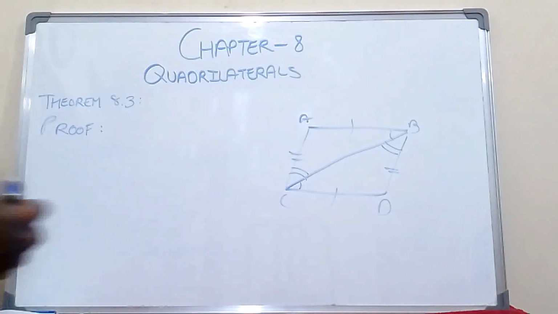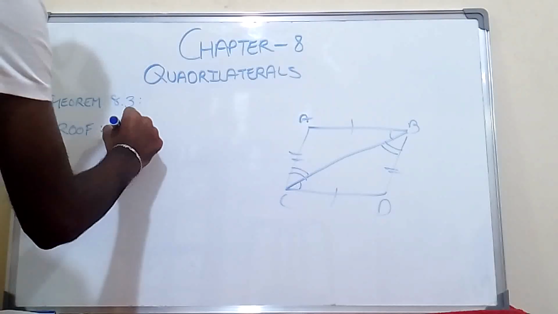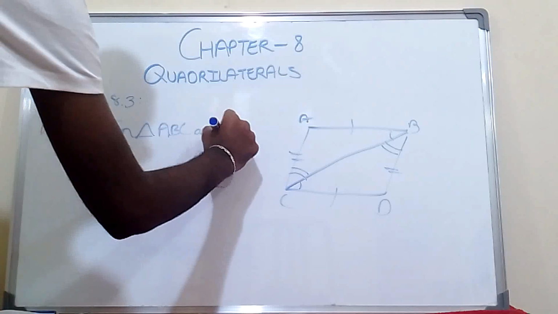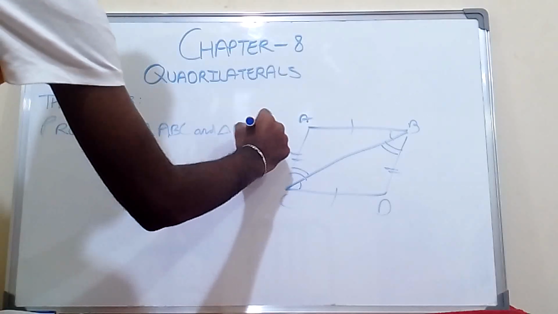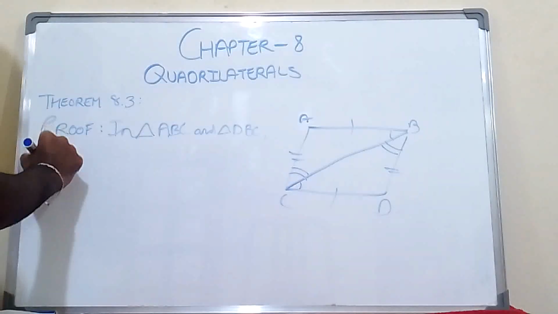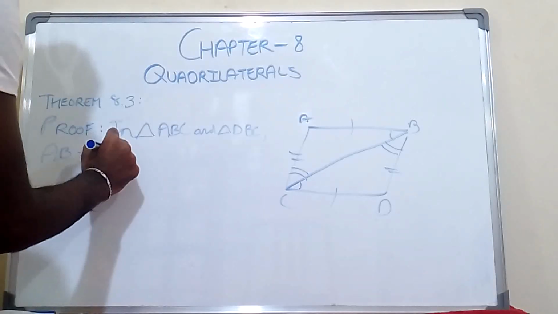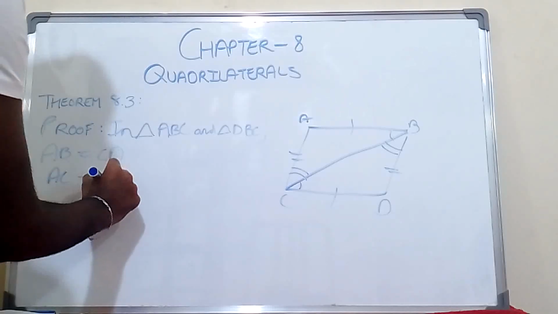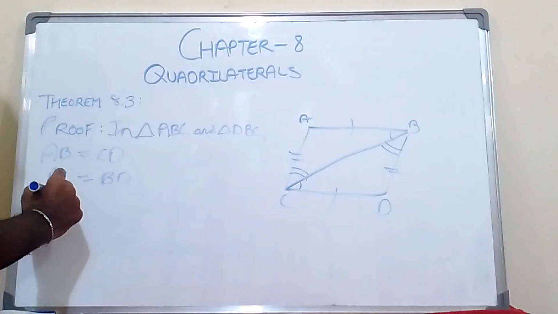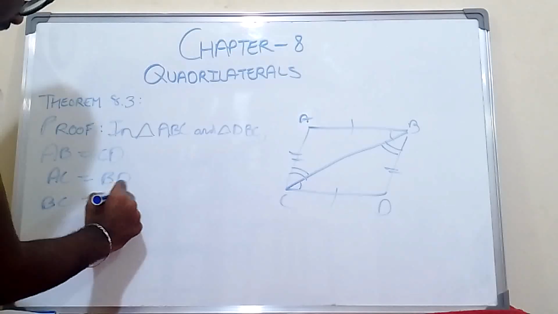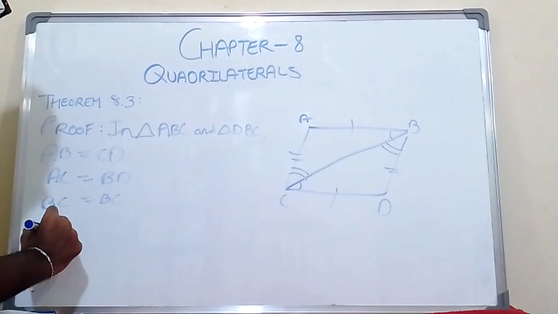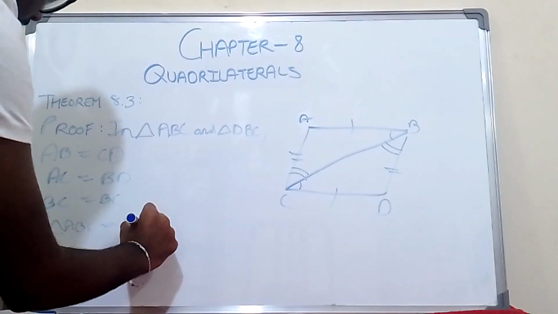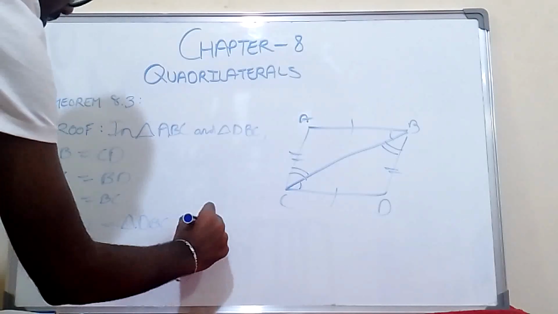So let's see. We have that in triangle ABC and triangle DBC, we have AB equals to CD, given. Then we have AC equals to BD, given. And then we also have BC is equal to BC because it's common. Therefore, triangle ABC is equal to triangle DBC using SSS.